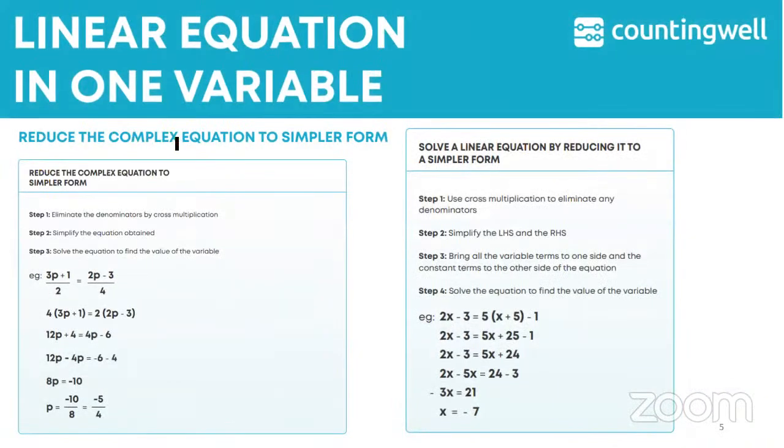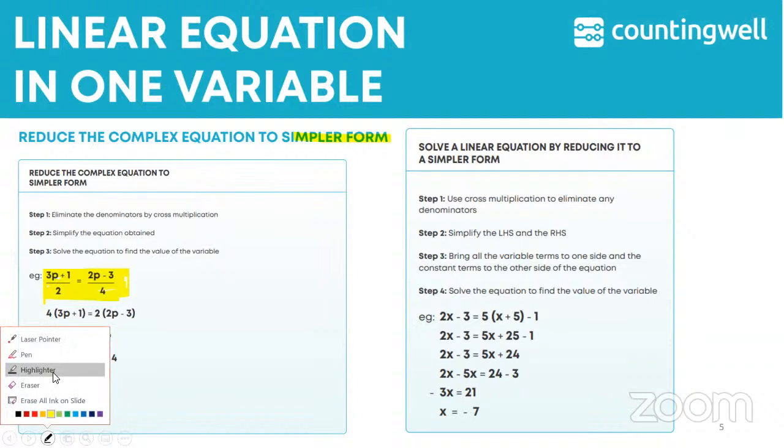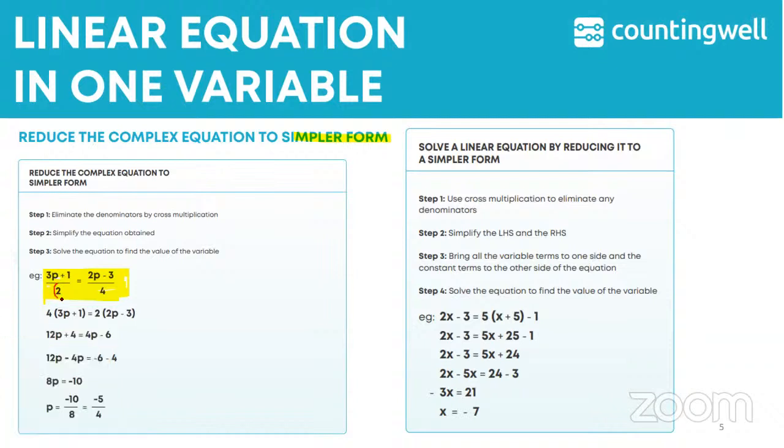Let us see how to reduce the complex equation to simpler form. For example, you can see here 3p plus 1 by 2 equals 2p minus 3 by 4. Now our aim is to eliminate the denominators by cross multiplication. So here you can see on the LHS the denominator is 2. On the RHS the denominator is 4. To eliminate this, we'll cross multiply.